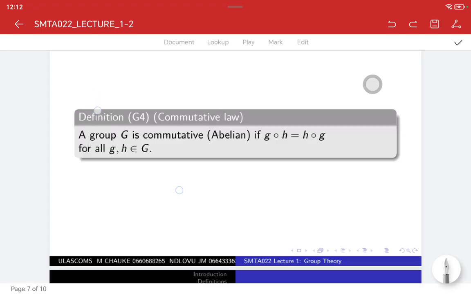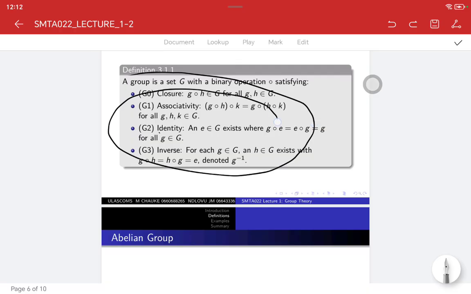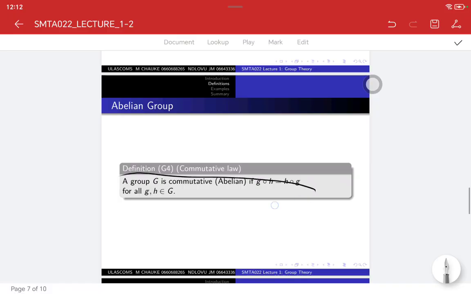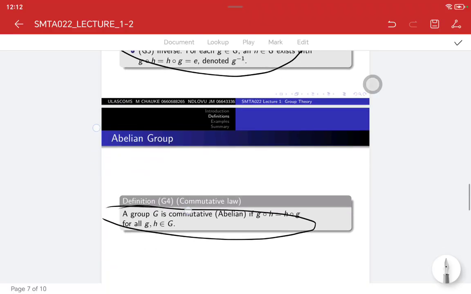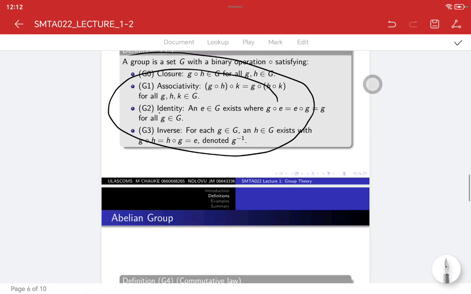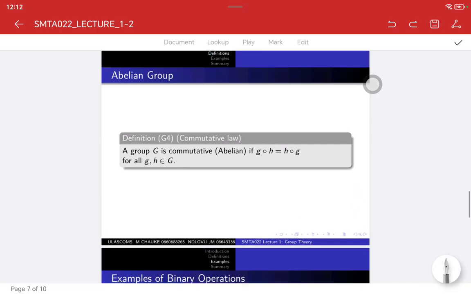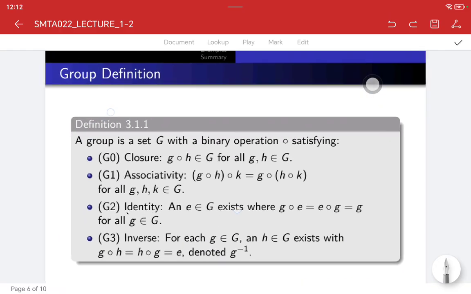Now, if all these four plus this one is satisfied, then we say commutativity holds. If those four plus this one, if there are five and they hold, then we say that this is an abelian group. But if only these four hold, we say that it is a group. So you see that we know what an abelian group is and what a group is. So let's come to an example now.